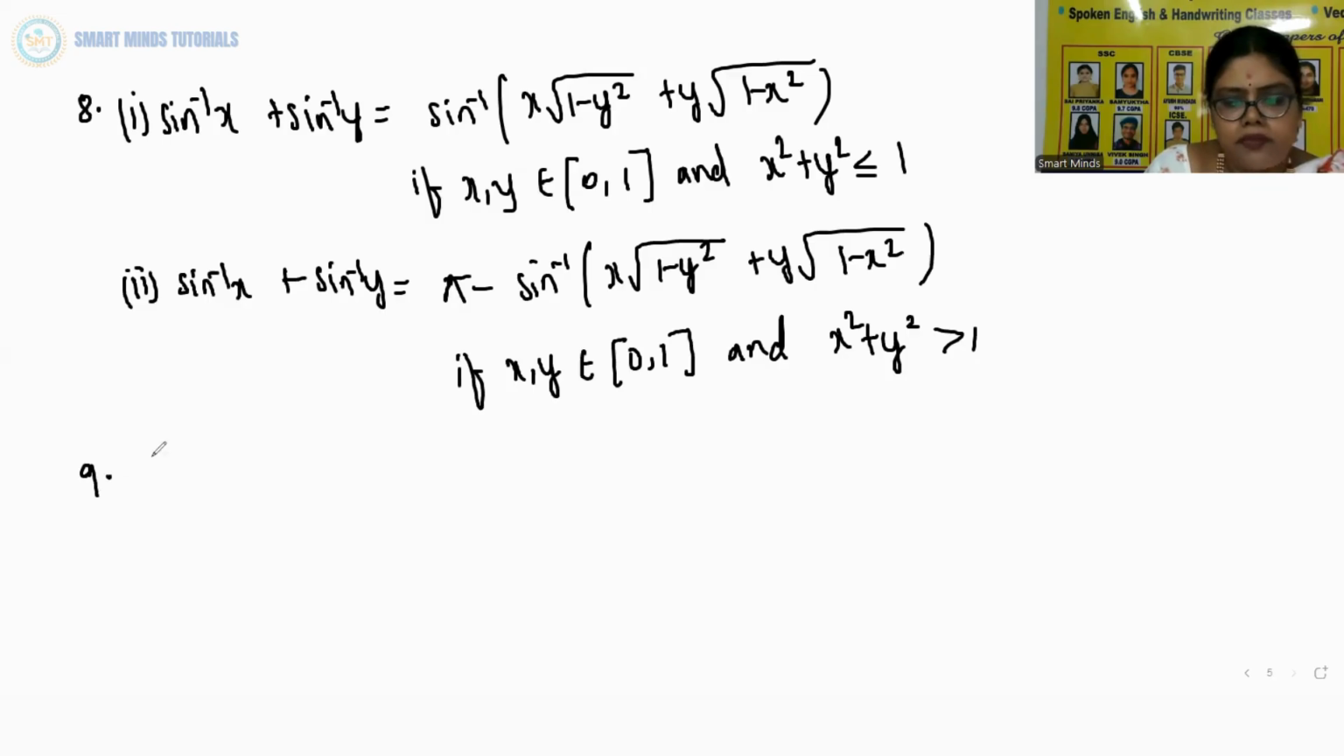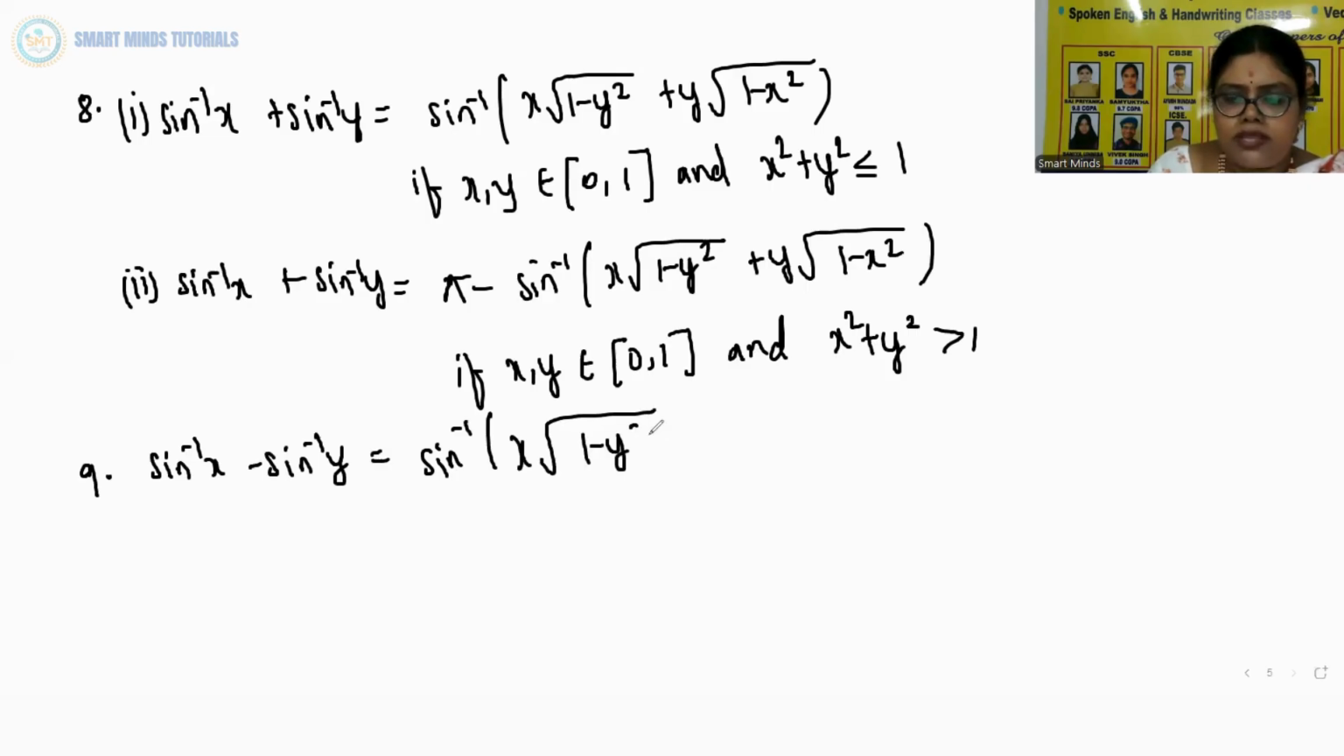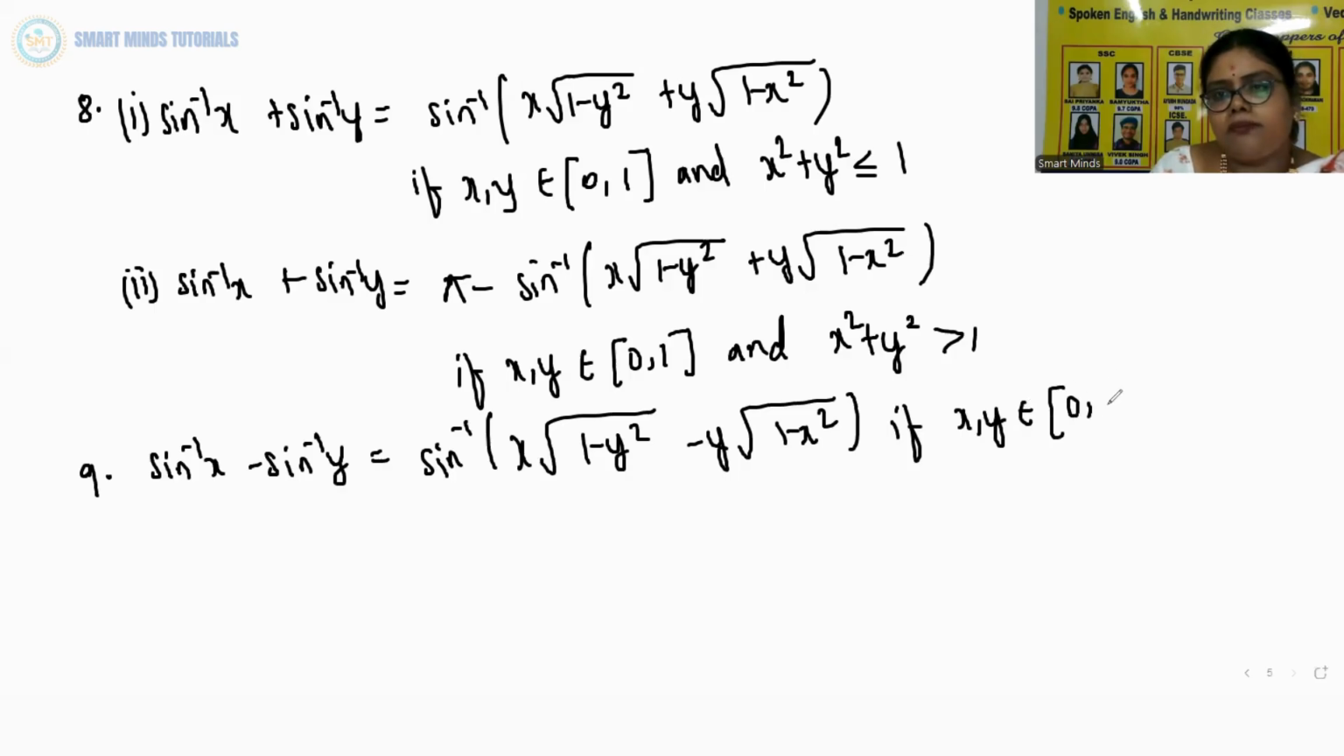Number 9, sine inverse x minus sine inverse y equals sine inverse of x root over 1 minus y square minus y root over 1 minus x square, if x comma y belongs to 0 comma 1.